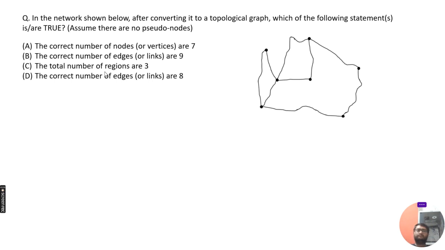Now we have been given a network like this. If we make a topological map connecting the given nodes with each other, which of the following is true here?